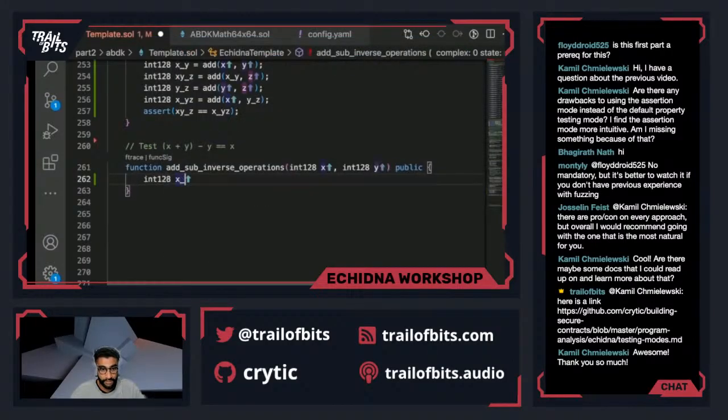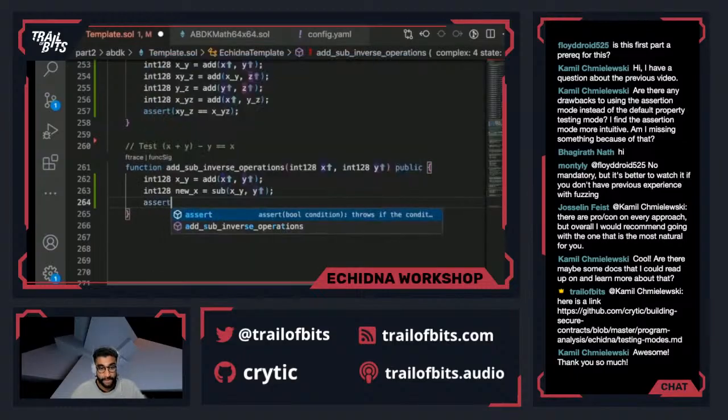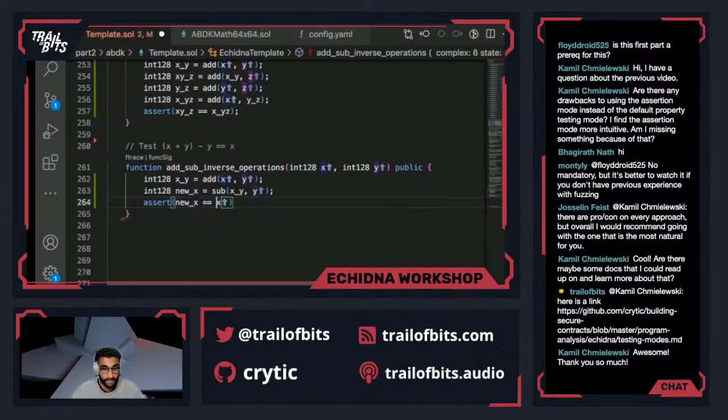So I'll do x plus y, the addition of x and y. And then I'm going to create this value called new x, which is the subtraction of y from xy. And so with this new x, our hope is that it's the same as the original x that was provided to this function by Echidna. And so I'm going to assert that the new x is the same as the original x. And there we go. That's the function level test to test that x plus y minus y gives you x.